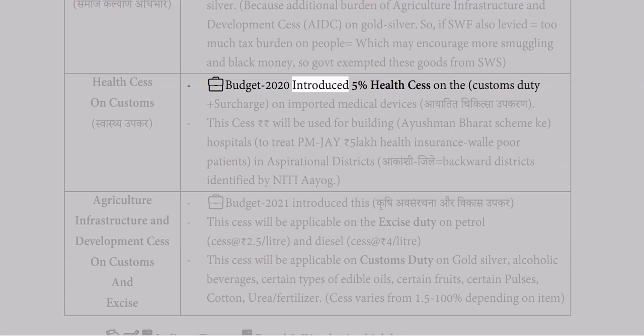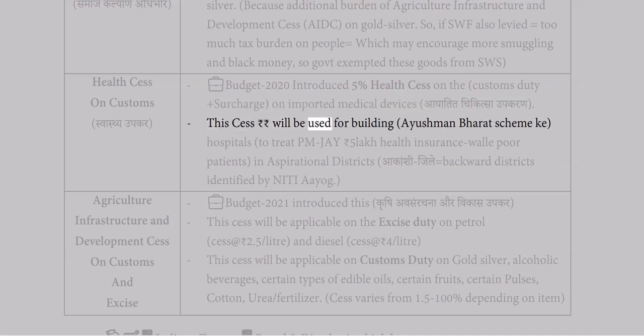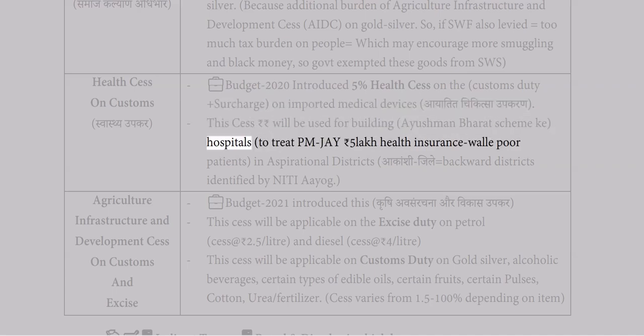Health cess on customs. Budget 2020 introduced a 5% health cess on the customs duty plus surcharge on imported medical devices. This cess will be used for building Ayushman Bharat Scheme hospitals to treat PMJAY 5 lakh health insurance poor patients in aspirational districts, that is, backward districts identified by Niti Aayog.